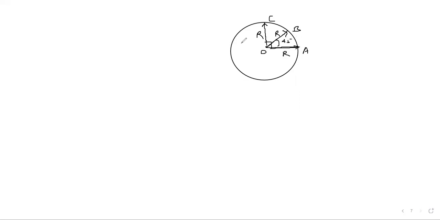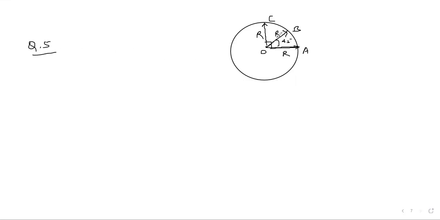The next question is, we are given a circle. This is the circle, and then 3 vectors are given. From the center, one vector is along the x-axis, another vector is along the y-axis, and the third vector is at 45 degrees. This is O, this is A, this is B, this is C. This vector is R itself, this is also R, this is R. This angle is 90 degrees and this angle is 45.